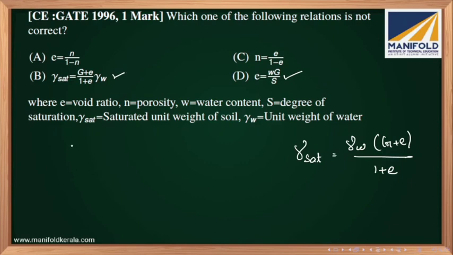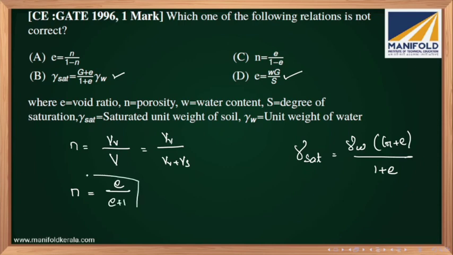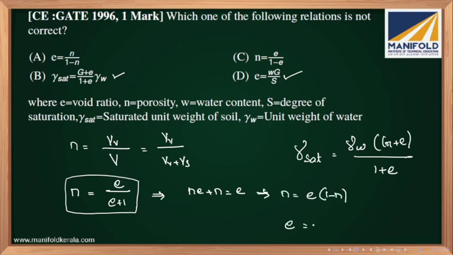As we discussed, porosity is equal to volume of voids by total volume, which can be written as volume of voids by volume of voids plus volume of solids. Dividing the numerator and denominator by the volume of solids, we get n is equal to e divided by (e plus 1). This can be modified as n into (e plus 1) equal to e, which gives n equal to e into (1 minus n). So e is equal to n divided by (1 minus n).